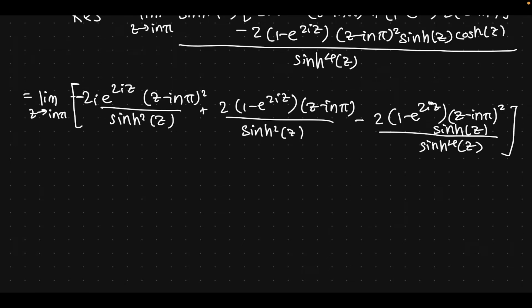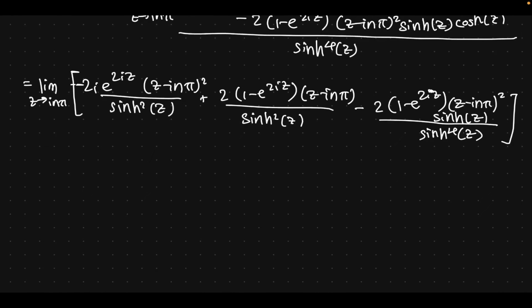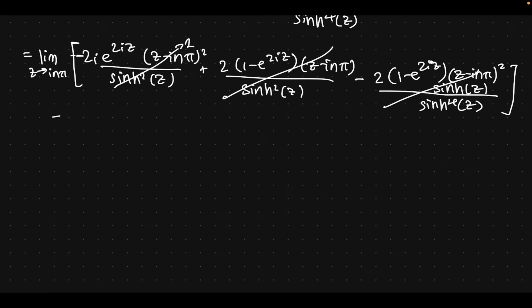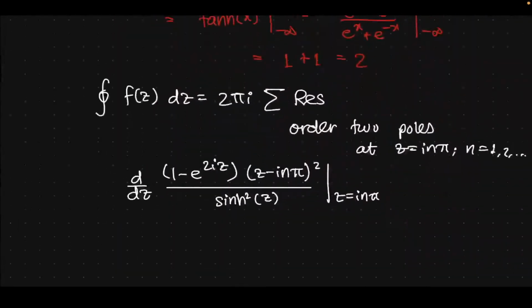of z. Well, you can use the same argument, sinh of z is asymptotically similar to z as z is small, for all of these things. And you notice that this will cancel out with what we have here. Meanwhile, this ratio becomes 1, and we're just left with minus 2i e to the minus 2n pi. That's the residue. We need to multiply by 2 pi i and then sum all the residues up according to the residue theorem.